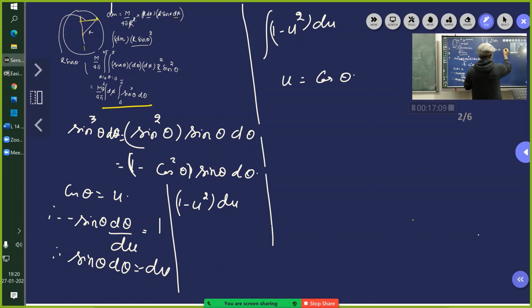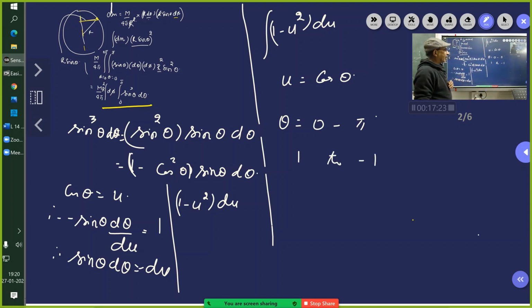And the limits for theta, we took it as what? Theta is 0 to pi. That means the cos theta value will go from 1 to minus 1. The value of cos theta for 0 is 1, and for pi it is minus 1. Am I right? Correct? So if you put cos 0, I should get u equal to 1, and if I put cos pi, I should get minus 1.